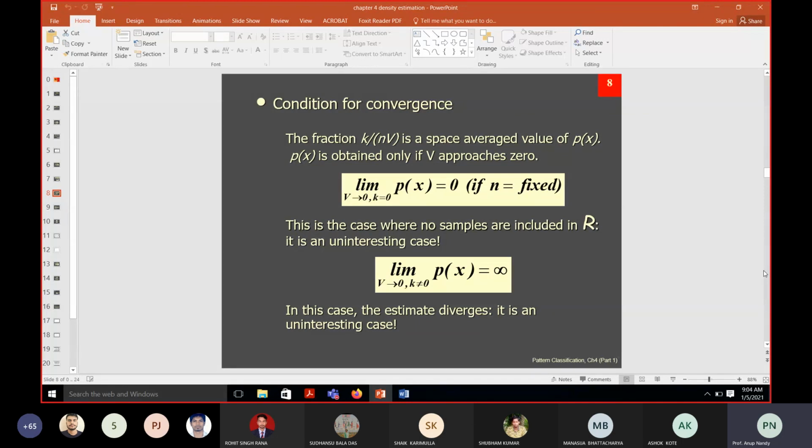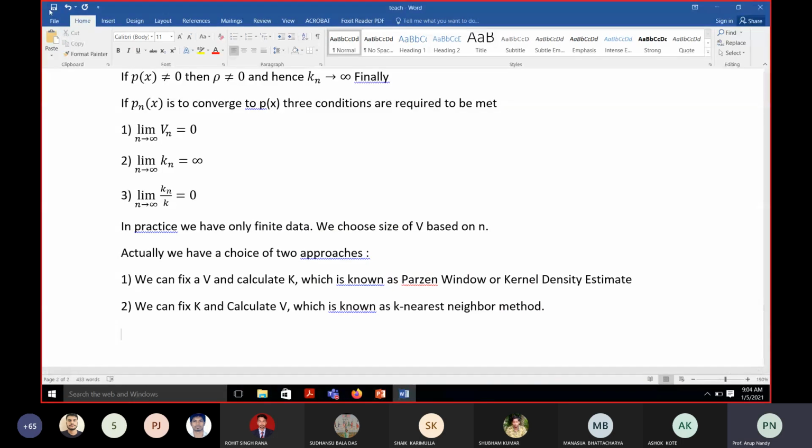So now, the book that you can see, I'm also taking the material from the book by Duda. You can see chapter number 4.2. Okay, so next class I'll be teaching you 4.3 and 4.4.